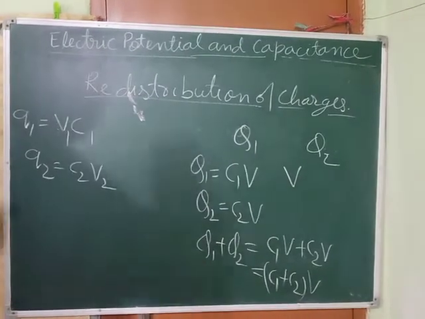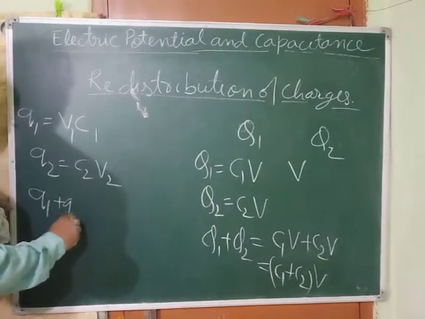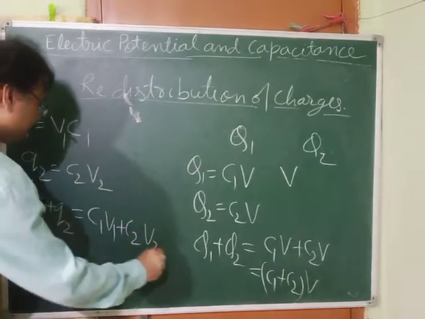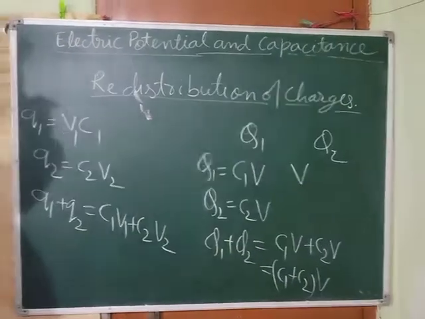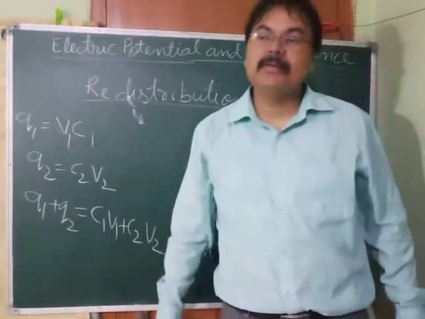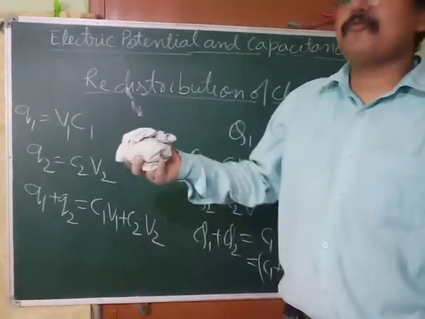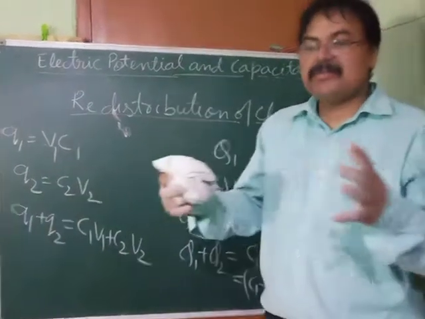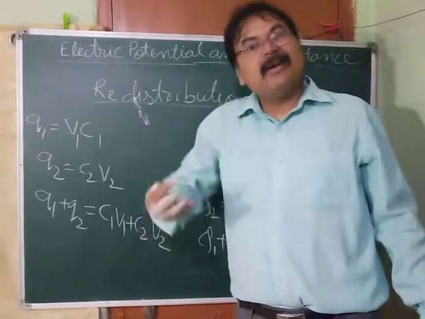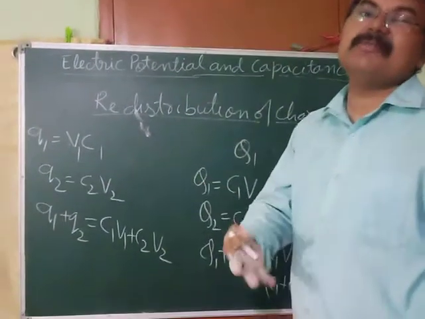This is the total charge after redistribution of charge. What was the total charge initially? Total charge initially was small q1 plus small q2, that is C1V1 plus C2V2. Now you tell me, by the law of conservation of charge, what can we say? The initial charge is equal to the final charge, because there is no transfer of charge from these two bodies to any external body, or from any external body to these two bodies. They have just shared their charges with each other only. So conservation of charge can be applied, and the initial charge must be equal to the final charge.